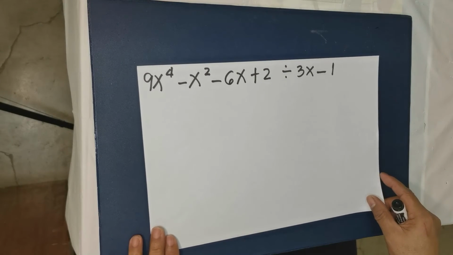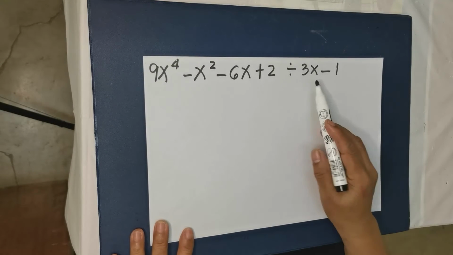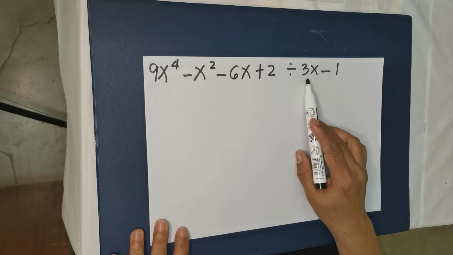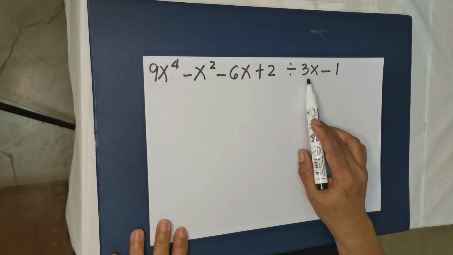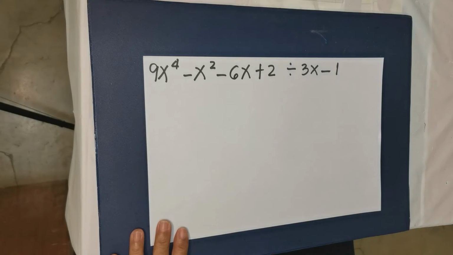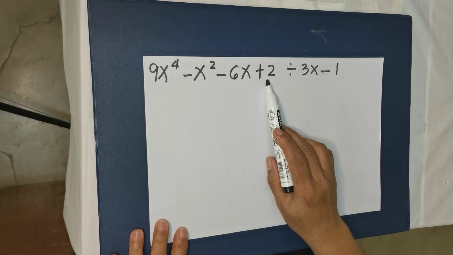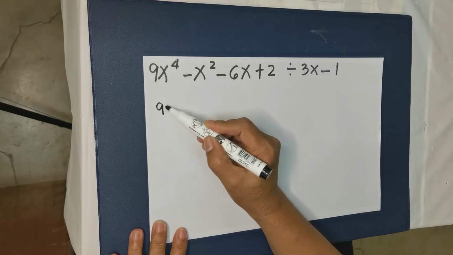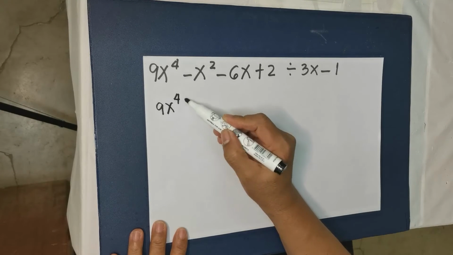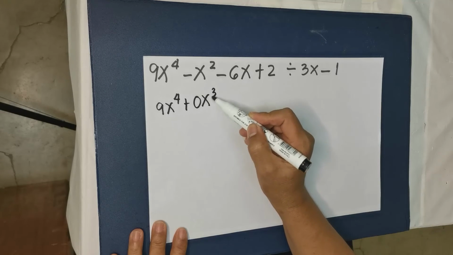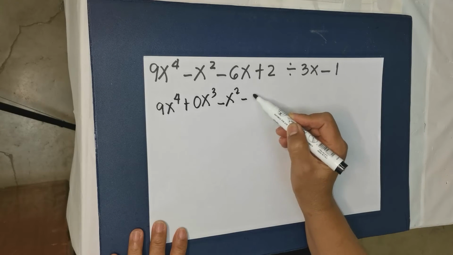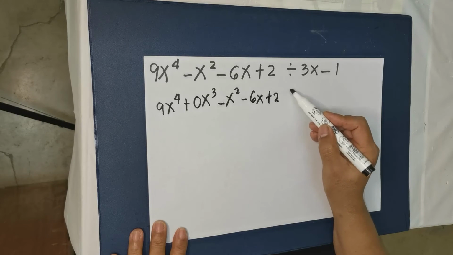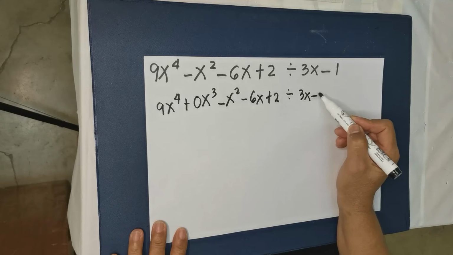Let's have another example wherein we have still your 3x minus 1. So again, our x is bearing now a numerical coefficient aside from 1. So this time it is your 3. So look into your given. So our x cubed is missing. So we have 9x raised to 4 plus 0x cubed minus x squared minus 6x plus 2. Our divisor this time is 3x minus 1.